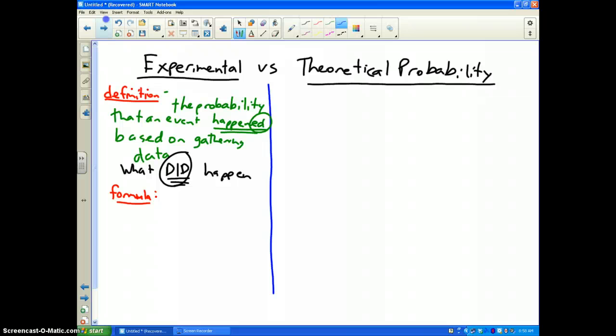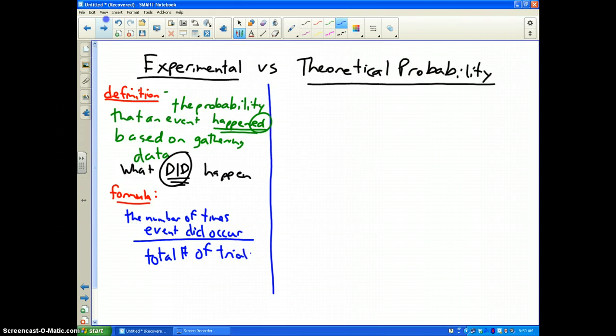All right, now the formula. We all know probability is expressed usually in fraction form. Well, the formula for figuring out experimental probability is the number of times the event did occur, whatever that event is, divided by the total number of trials. How many times you actually did the experiment. That's the formula for experimental probability.